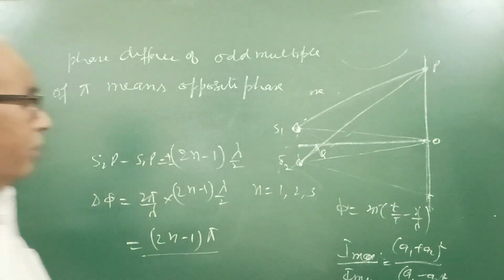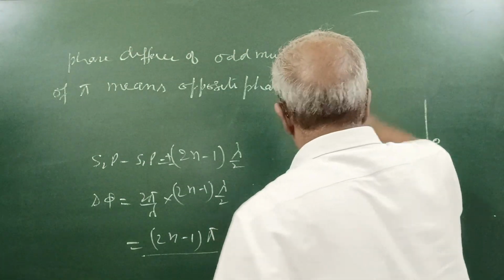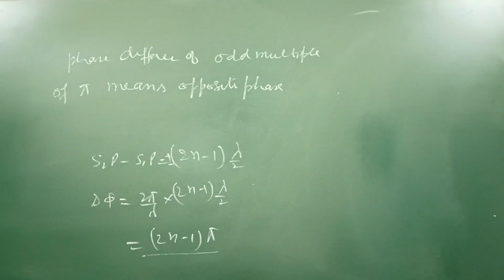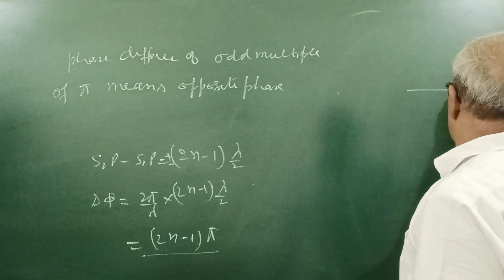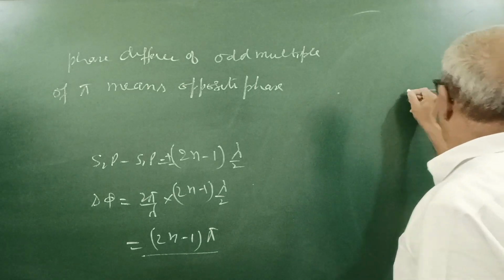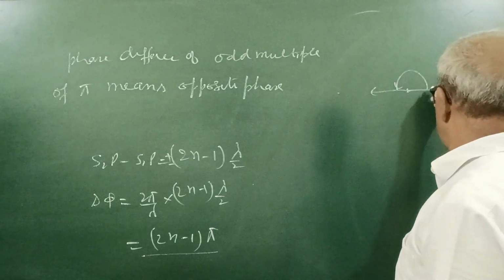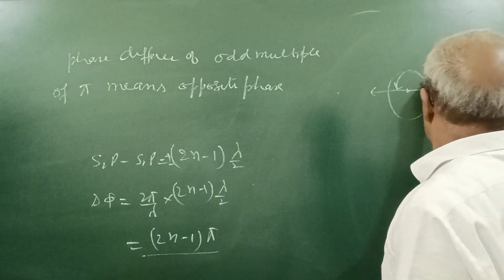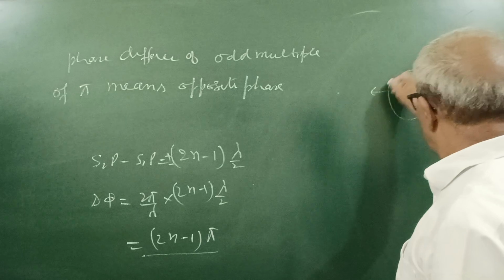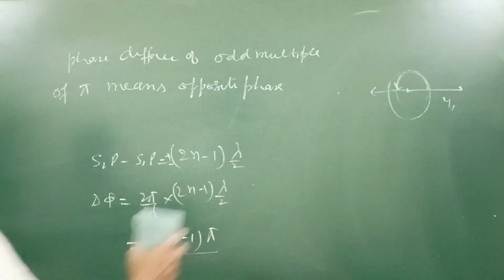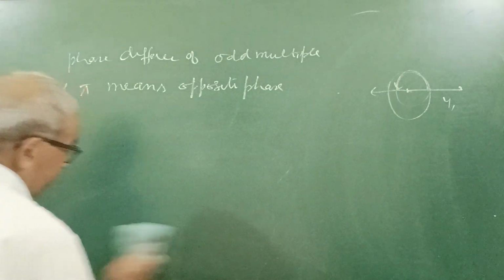I agree that it is difficult to understand, but if you listen to me carefully and analyze the facts: look, y1 this way and y2 this way, so 180 degrees, that is a phase difference of pi. It would be 3 pi, then again pi, 2 pi, 3 pi, again opposite phase. So a phase difference of an odd multiple of pi means opposite phase.